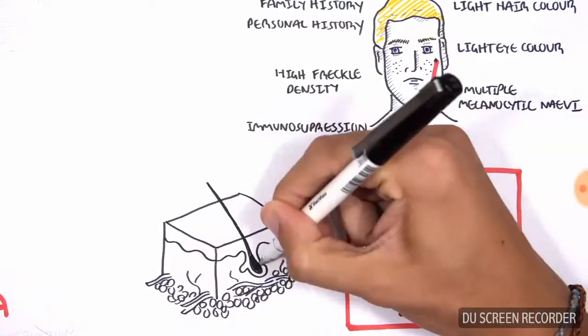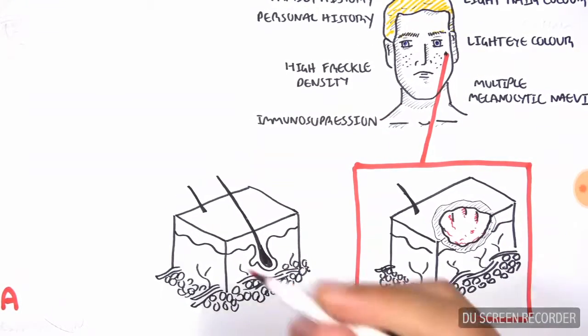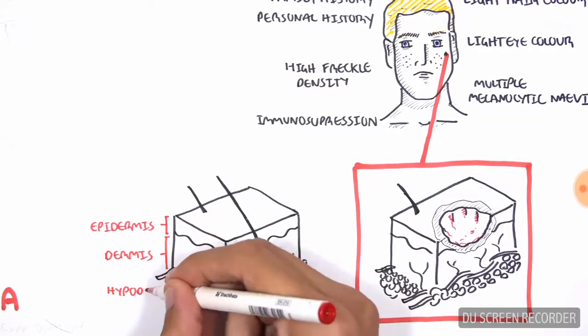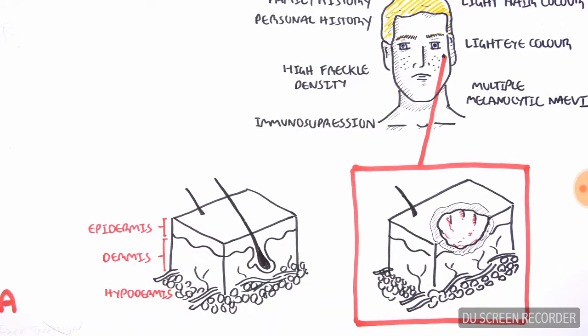The top layer of our skin is known as the epidermis. Below the epidermis is a layer called the dermis. Below the dermis is another layer known as the hypodermis, which contains subcutaneous fat, which is important for thermoregulation.